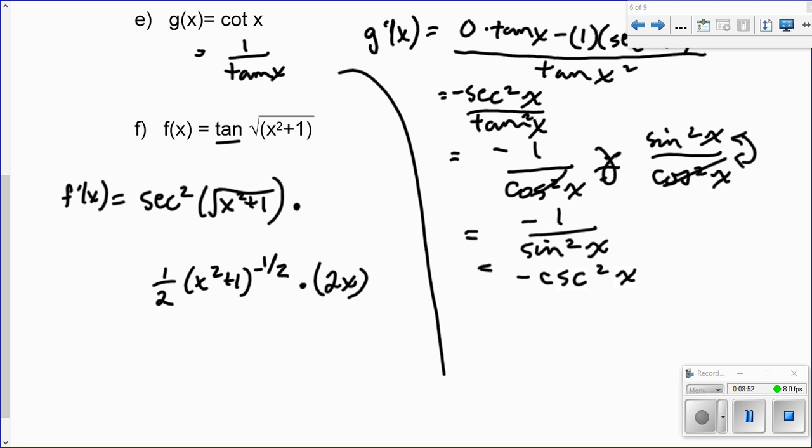Okay, so did we see that? Lots of stuff going on here. This is the derivative of the tan function. This is the derivative of the square root function, and this is the derivative of the polynomial, the quadratic function in here. All right, some challenging ones here.